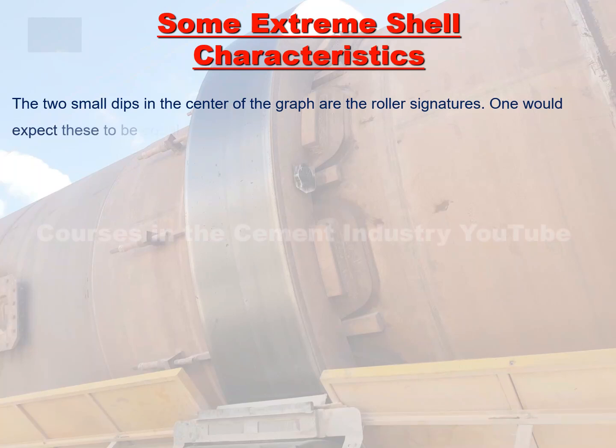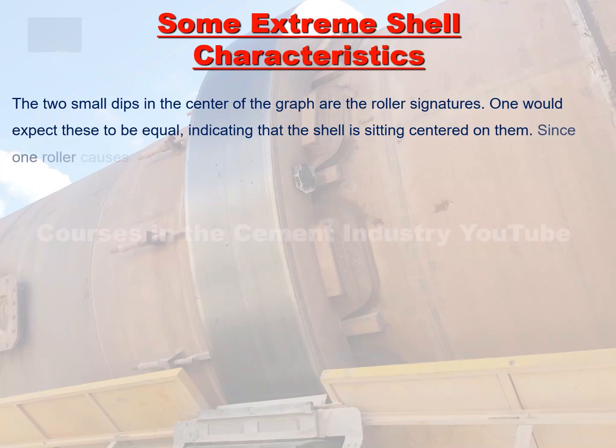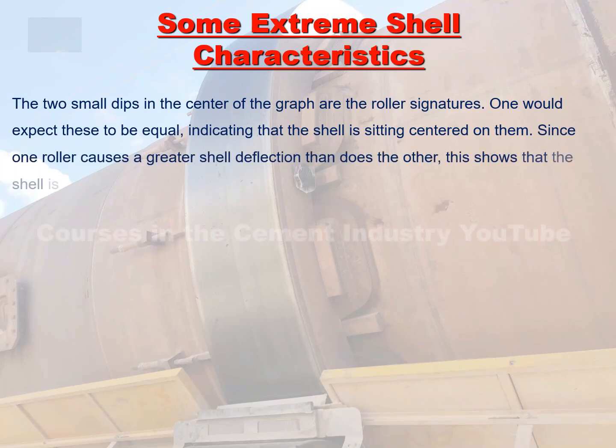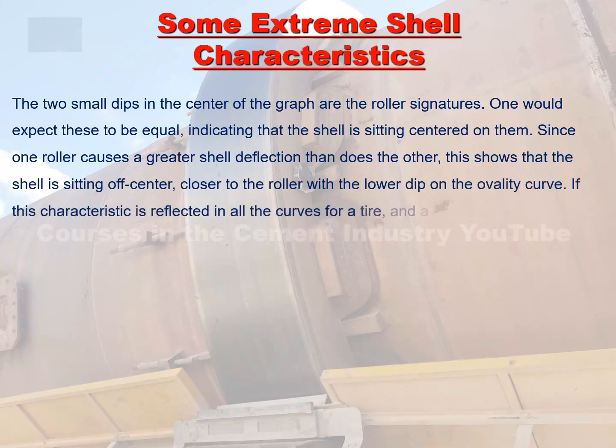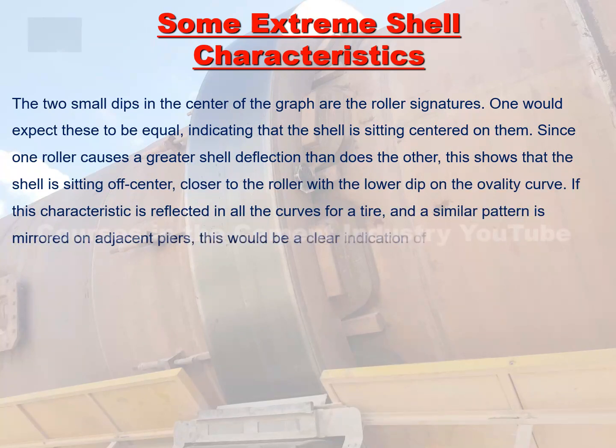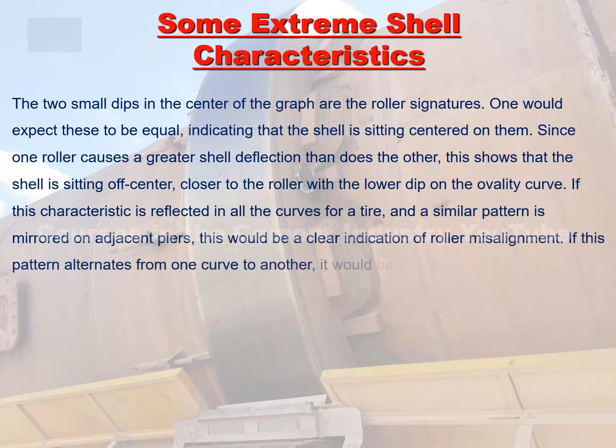One would expect these to be equal, indicating that the shell is sitting centered on them. Since one roller causes a greater shell deflection than does the other, this shows that the shell is sitting off-center, closer to the roller with the lower dip on the ovality curve. If this characteristic is reflected in all the curves for a tire, and a similar pattern is mirrored on adjacent pairs, this would be a clear indication of roller misalignment. If this pattern alternates from one curve to another, it would be an indication of a bent shell.